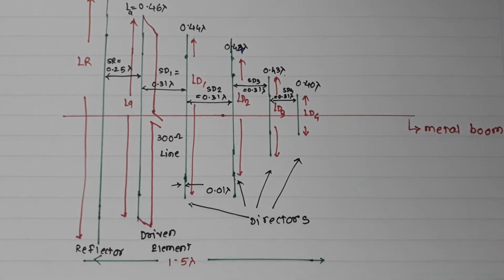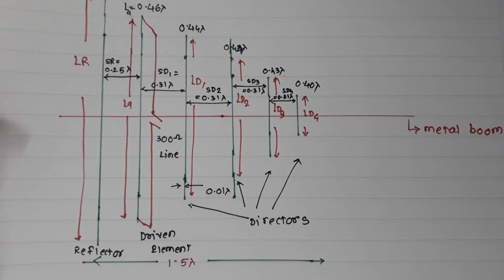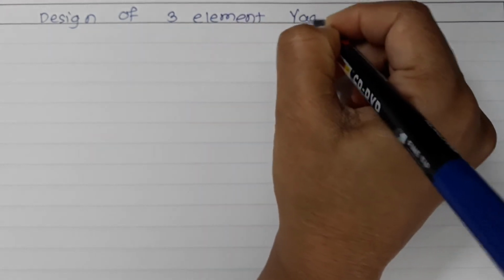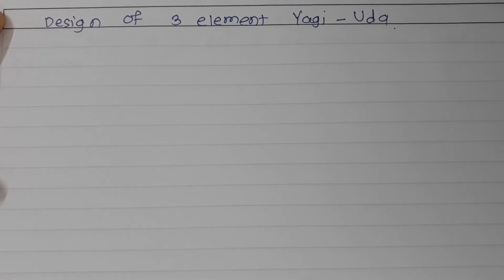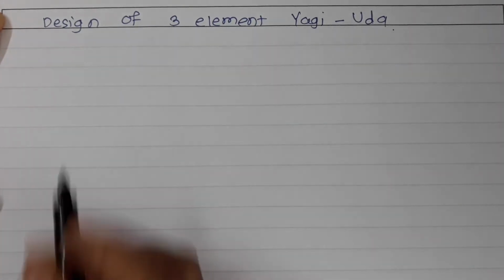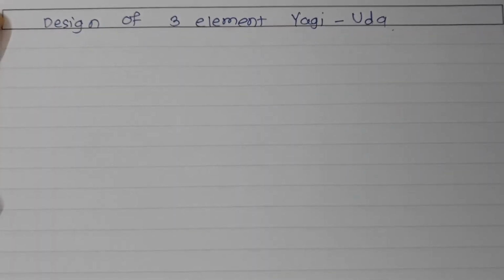So this is all about the design of the 6 element Yagi antenna. Now let us talk about the design of the 3 element Yagi-Uda antenna. Here we will talk in terms of feet. We need to do the conversion, but here we will talk about the lengths which are in feet.